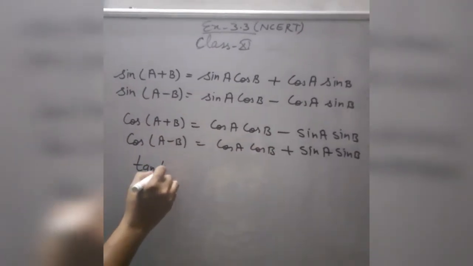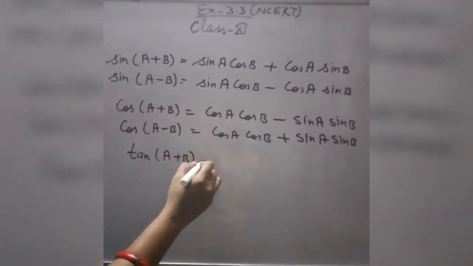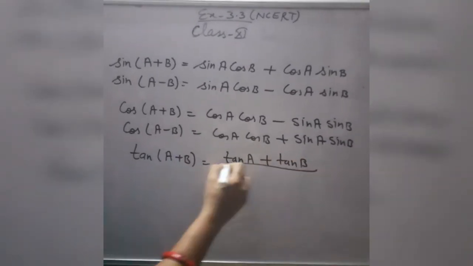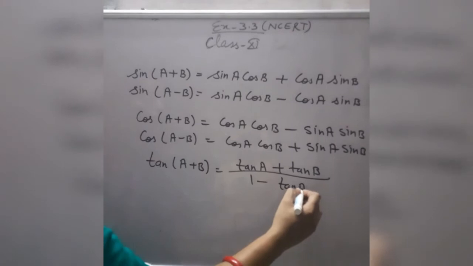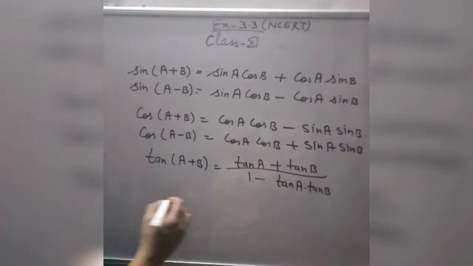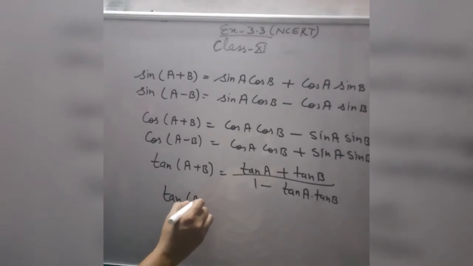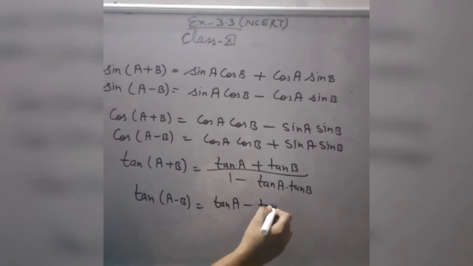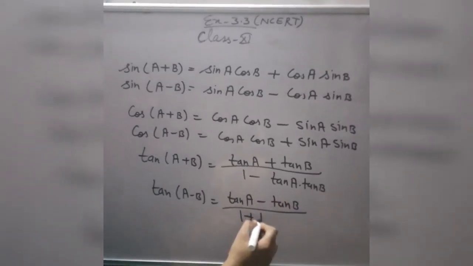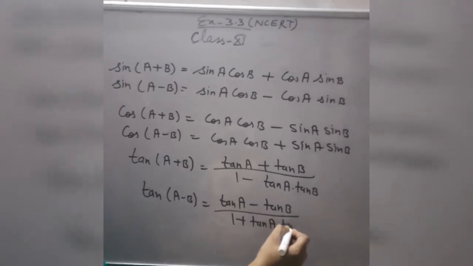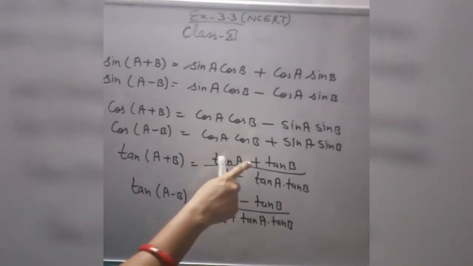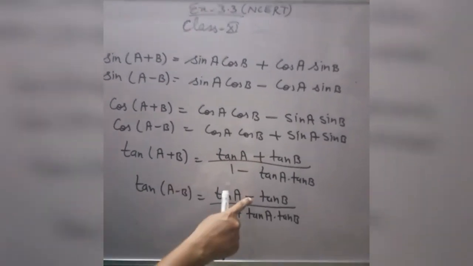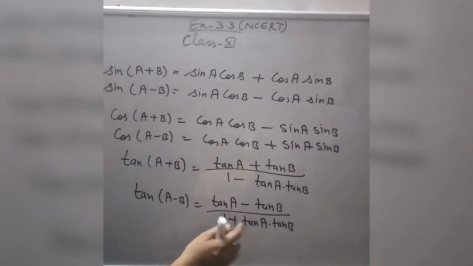And two more formulas, tan(A+B) and tan(A-B). Tan(A+B) formula is (tan A + tan B) divided by (1 - tan A tan B). And next is tan(A-B). This is equal to (tan A - tan B) divided by (1 + tan A tan B). In case of plus, in the numerator you will take plus sign, in the denominator minus. And in case of minus, the same sign in the numerator but the opposite sign in the denominator.